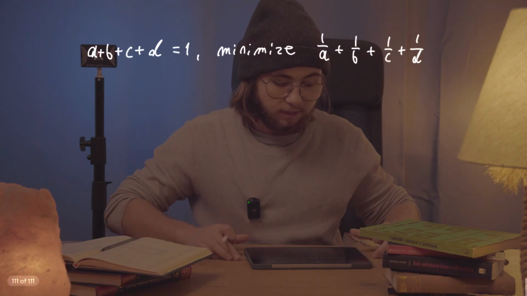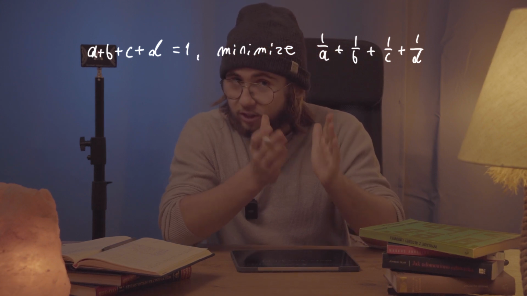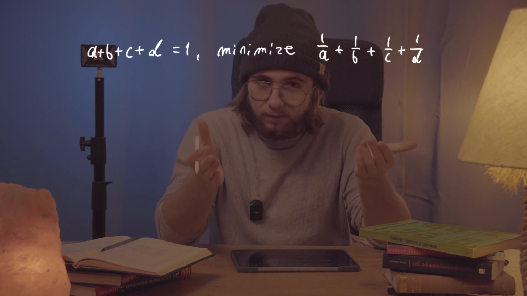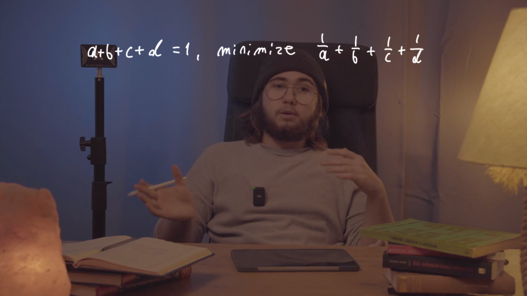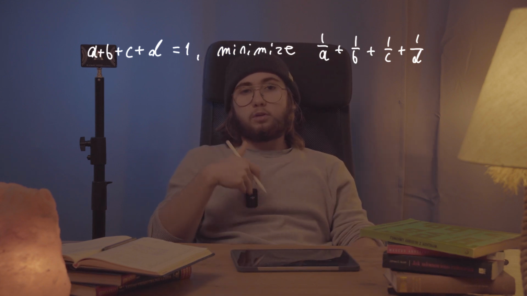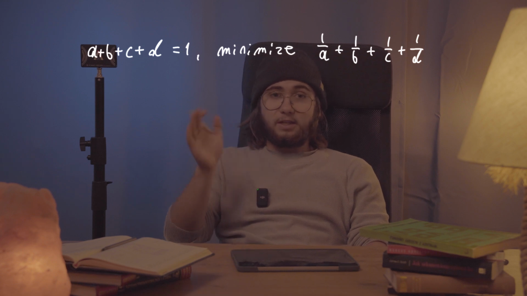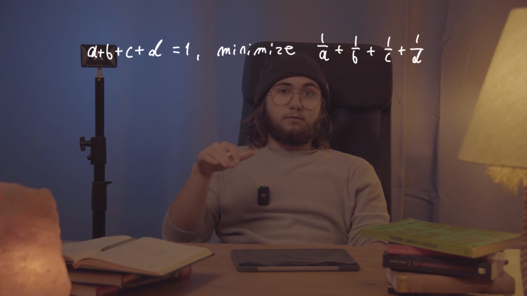Okay guys, so for the last problem we are given 4 positive real numbers a, b, c and d, and we're supposed to minimize the sum of their reciprocals given that the sum is equal to 1. Perfect. So first of all, what does it mean to minimize something? To minimize an expression means to find a lower bound for it, so a number such that the expression we're trying to minimize will never ever be less than that number. It means to find a lower bound for that expression.